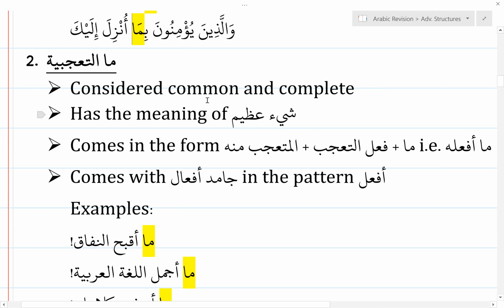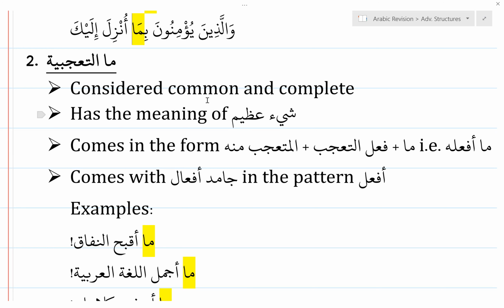You know, ma comes with a sila to make that fragment complete. But this ma just comes by itself. It doesn't require a sila. It doesn't require something to complete it. Its meaning is complete by itself. How? Because it comes with the meaning of shay'un azim. It aggrandizes the meaning, and that's why it is ta'ajjub. It makes it great, it makes it amazing, it makes it big. So it has the meaning of shay'un azim, something great.